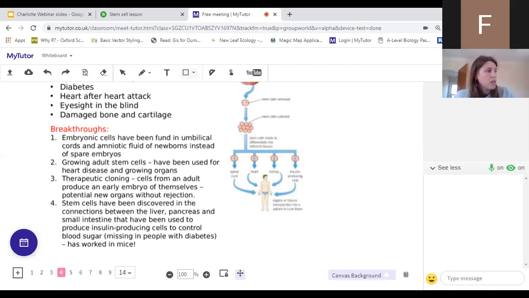What's an umbilical cord? An umbilical cord is a cord that attaches a baby from their belly button to the placenta in the mother. So the placenta is kind of a sac that surrounds the baby, and it's how the baby gets nutrients from its mother. So the nutrients go from the mother's body through the umbilical cord and straight into the baby.